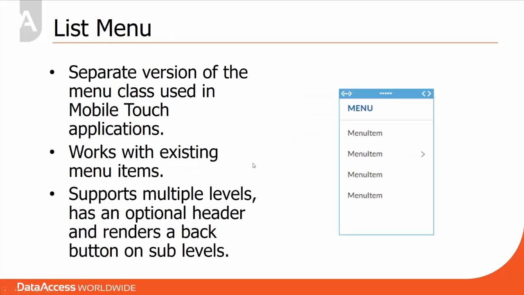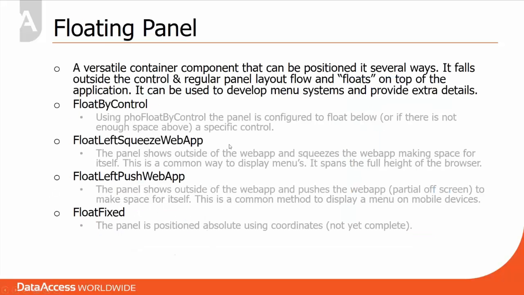You'll have a list menu. The list menu will work with existing menu items and supports multiple levels. You've got a header if you want. You have a back button on sublevels, so you've got a nice set of list menus there. Floating panels are a new container type that basically does what it says. It floats, and it can either float by a control so that it kind of tags along with it, or it'll squeeze the web app out of the way, or push the web app out of the way, or even just float in a fixed area.